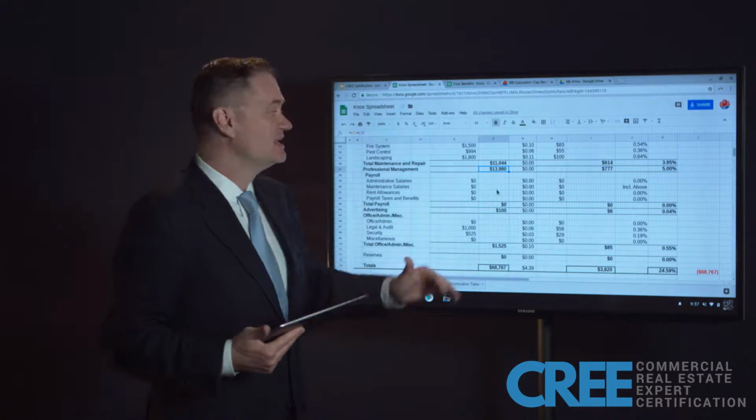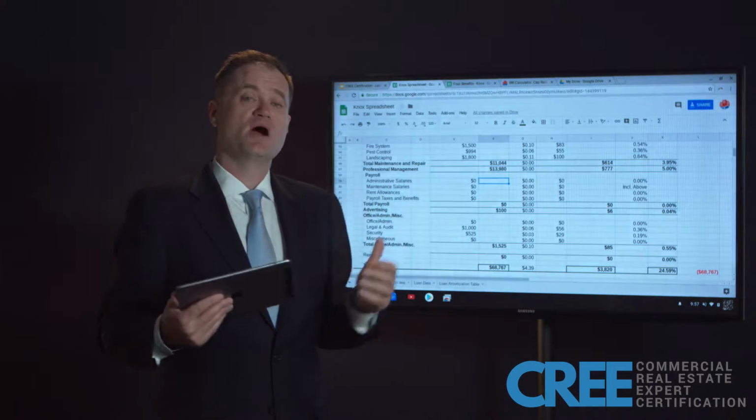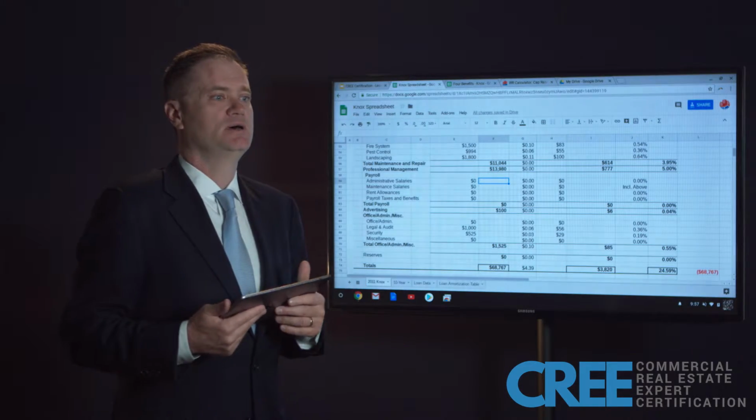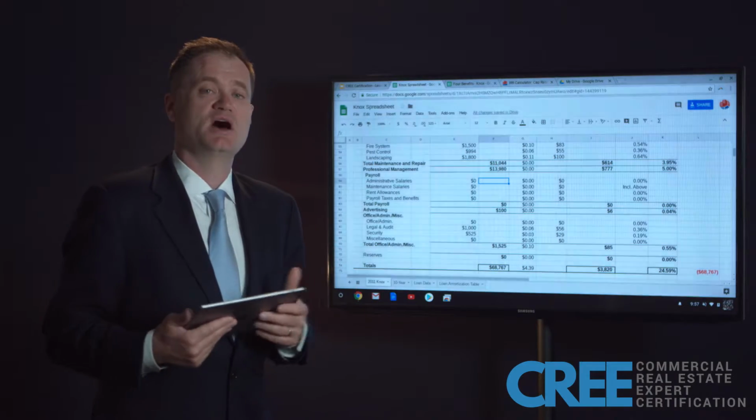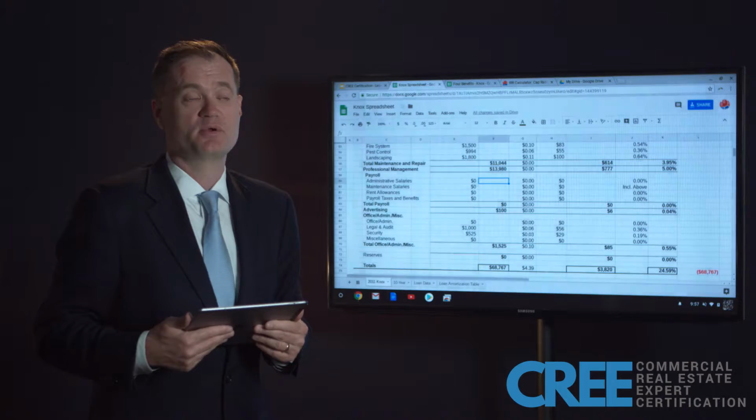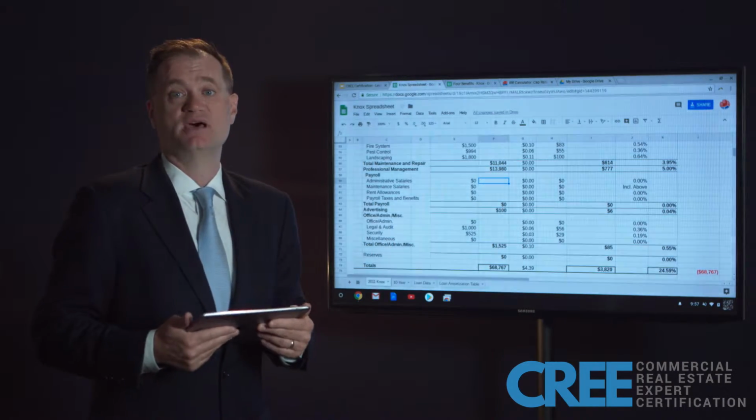Some properties, and I leave this category in here because a larger property might have on-site payroll where you have a maintenance person that's maybe part-time, or you've given somebody a rent concession to be able to watch over the property, or you have a full-time on-site manager.